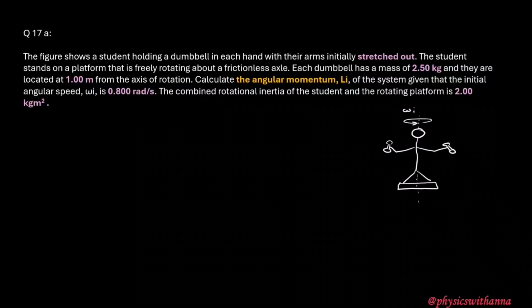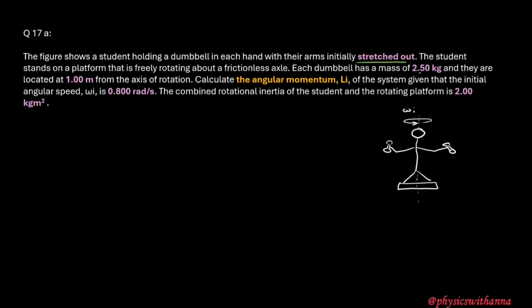In this video, we are going to discuss how to calculate angular momentum of a rotating object and apply the law of conservation of angular momentum. The figure shows a student holding a dumbbell in each hand with their arms initially stretched out. The student stands on a platform that is freely rotating about a frictionless axle.